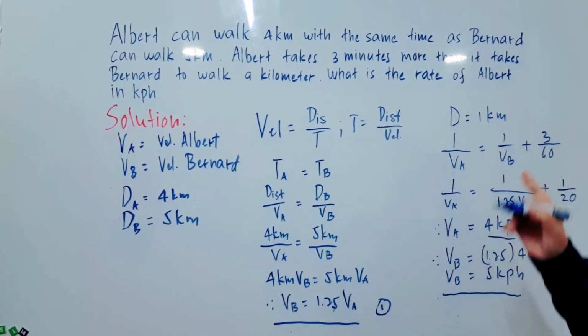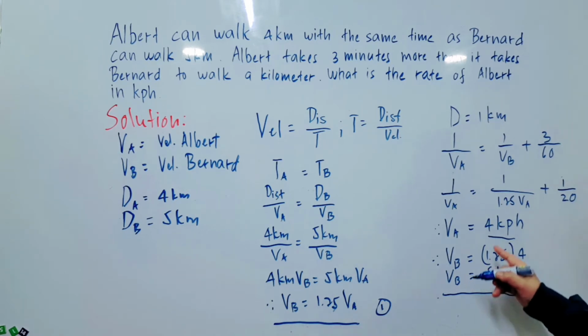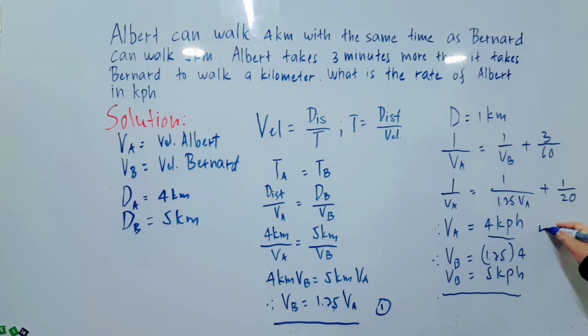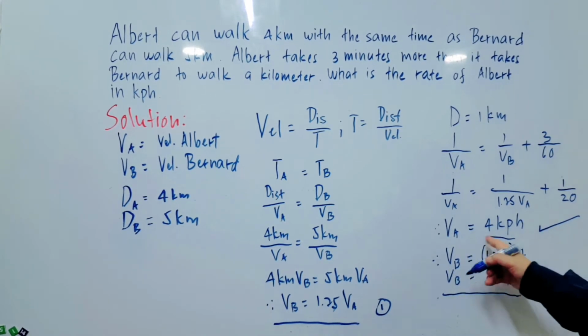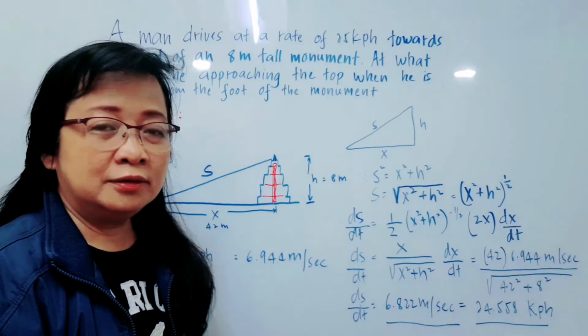Now, what is the rate of Albert in kilometers per hour? We are looking only for Albert. So the correct answer is 4 kilometers per hour. Second question.